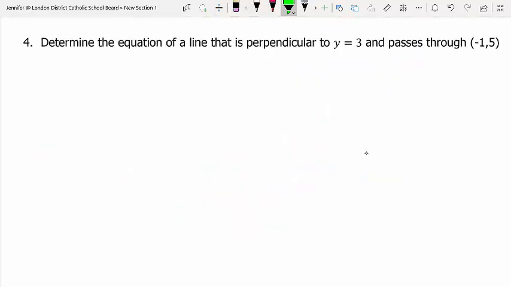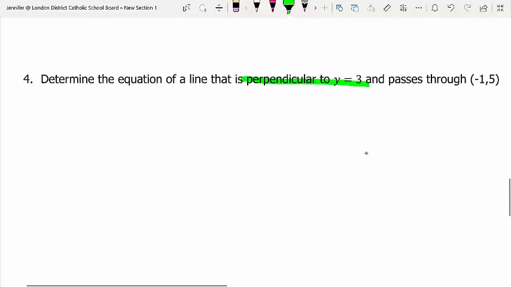Okay, determine the equation of a line that is perpendicular to y equals 3 and passes through -1 and 5. So again, we're not given our slope, but we're given a clue to help us find the slope. That clue is perpendicular to y equals 3. Okay, so we know that perpendicular lines have negative reciprocals for slopes. So let's figure out what's the slope of y equals 3. Because then we just take the negative reciprocal of that and we get our slope.